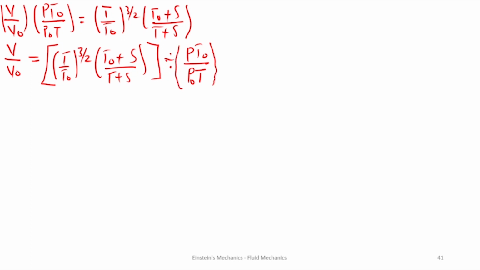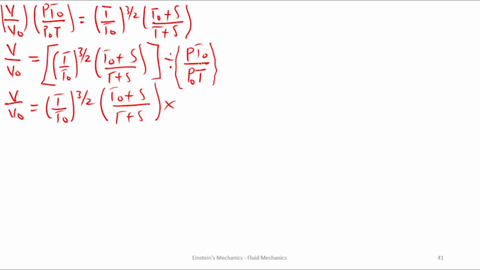I want to convert everything into multiplication, so I'll change this to multiplication. So I'm getting my V on V naught to be, since multiplication, the order does not matter, I can remove this big bracket, so that I'll get in terms of T on T naught to the 3 on 2, multiplying T naught plus S on T plus S. So I'll change this to multiplication to reciprocate, giving me P naught T on P T naught. Are we good?